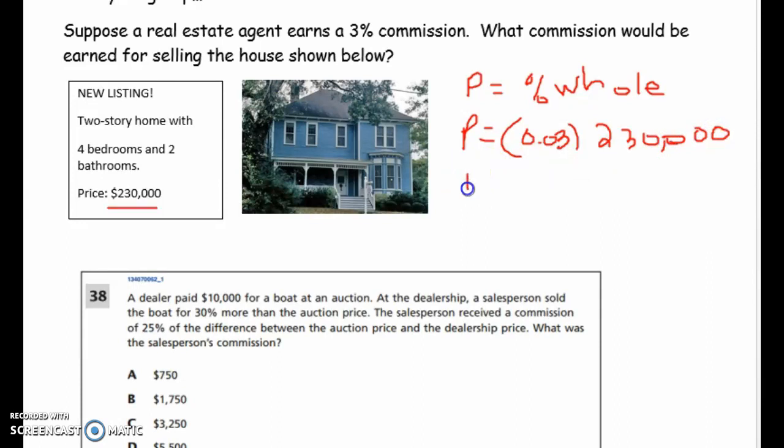Go ahead and take your calculator and multiply those two numbers. 0.03 times 230,000. I think I got $6,900. $6,900. And that makes sense. So the real estate agent earns $6,900 for listing this house and showing it to possible buyers. That's where they get their fees from. Okay, I'm going to pause the video.